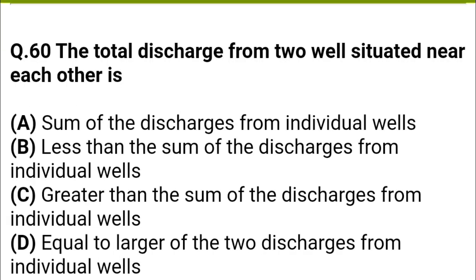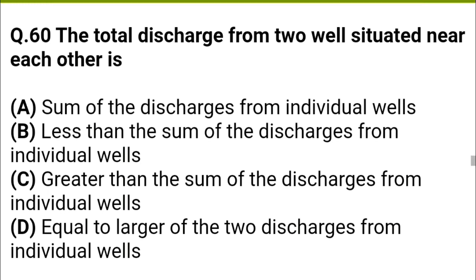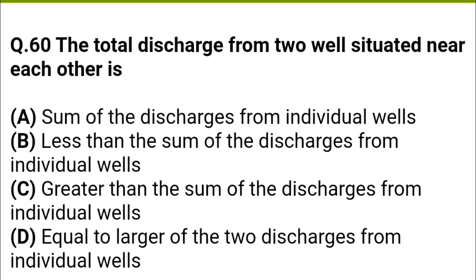The total discharge from two wells situated near each other is: option A, sum of the discharges from individual wells; option B, less than the sum of the discharges from individual wells; option C, greater than the sum of the discharges from individual wells; option D, equal to larger of the two discharges from individual wells. The correct answer is option B, less than the sum of the discharges from individual wells.